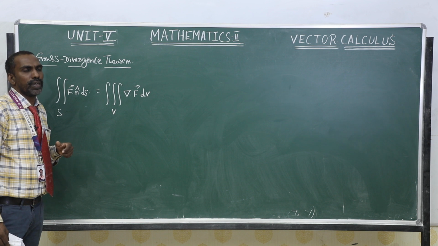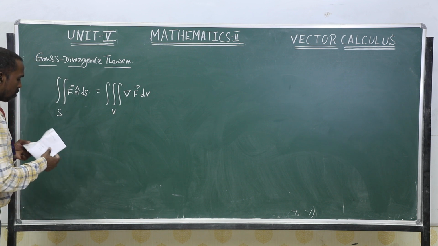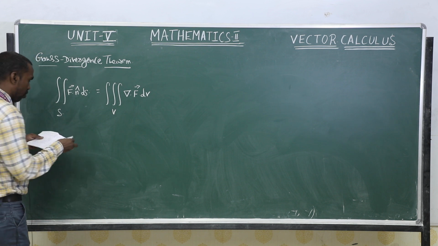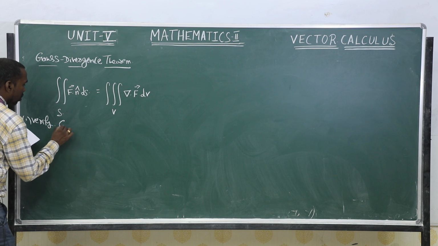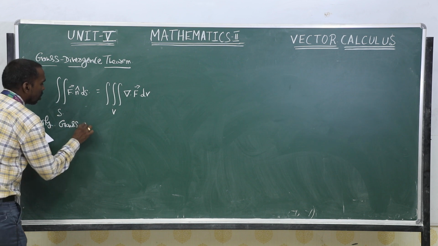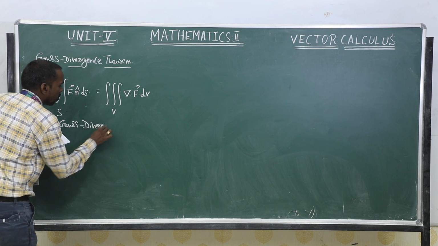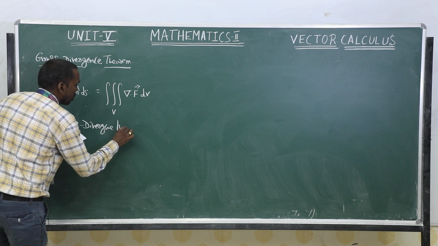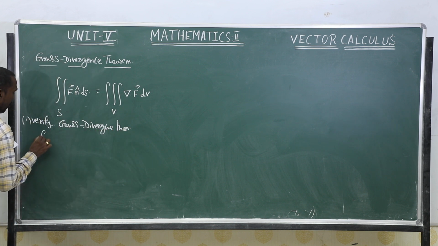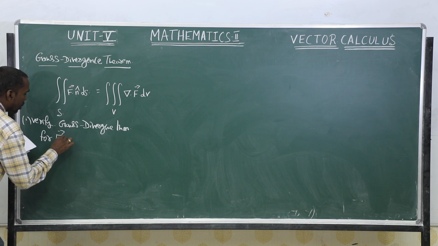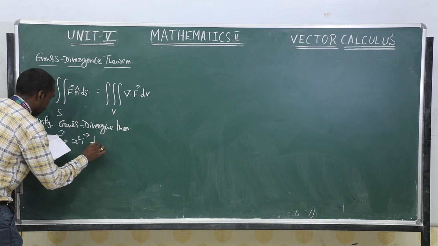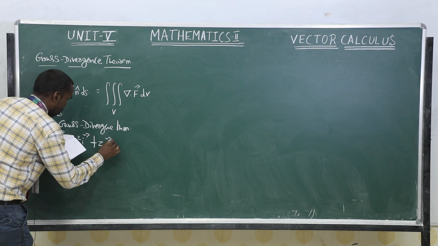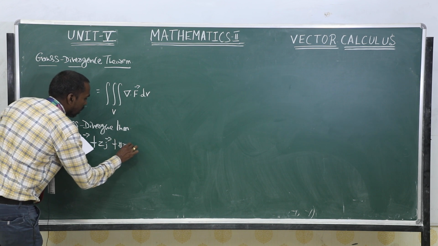The given function will be given. So this is a problem. We have to now discuss the problems. The problem will be: verify Gauss Divergence Theorem for f vector equal to x square i vector plus z j vector plus y z k vector.